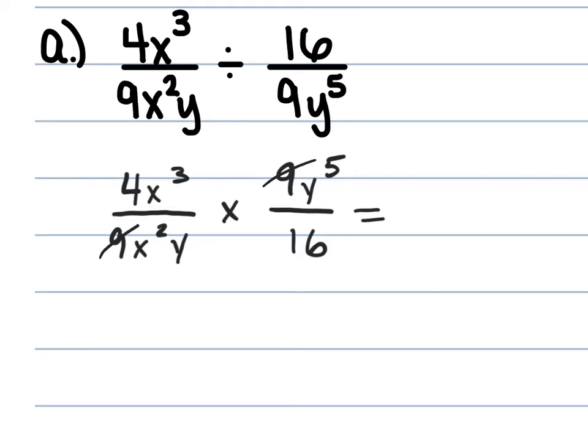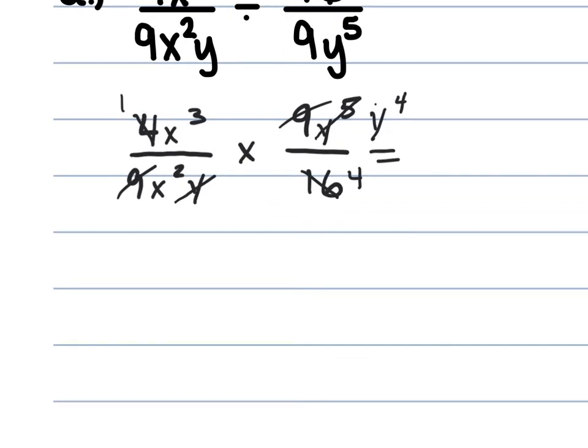And the y. Y goes into y once. Y goes into y to the 5th power, leaving y to the 4th. And then you do 4 and 16. 4 goes into 4 once. 4 goes into 16 4 times. I'm just going to rewrite now because it's getting a little bit crazy looking.